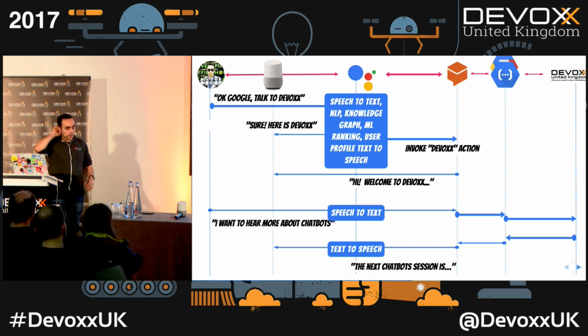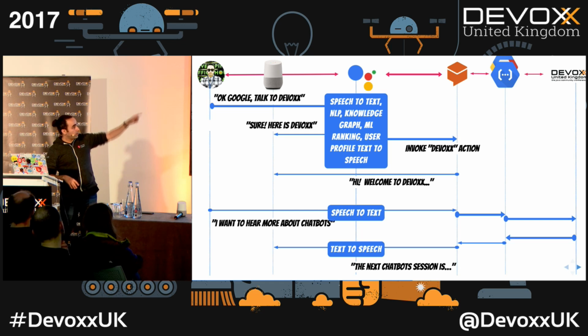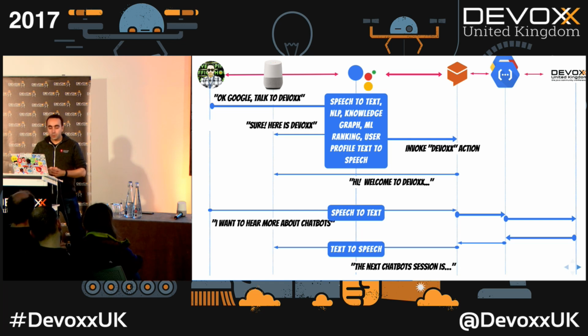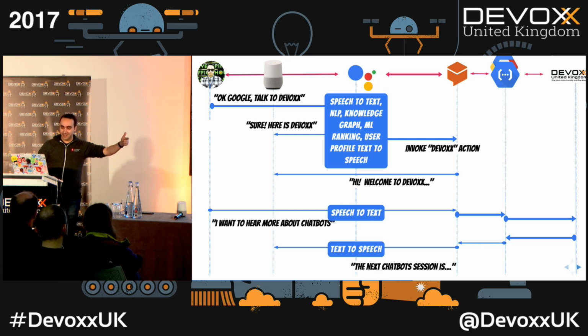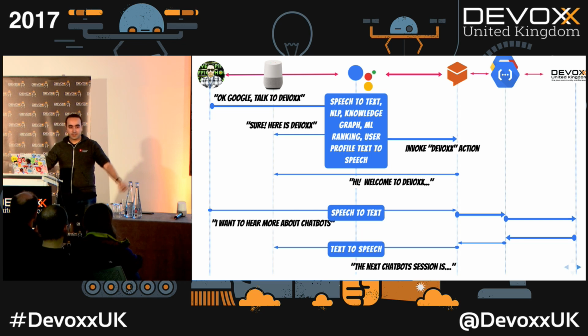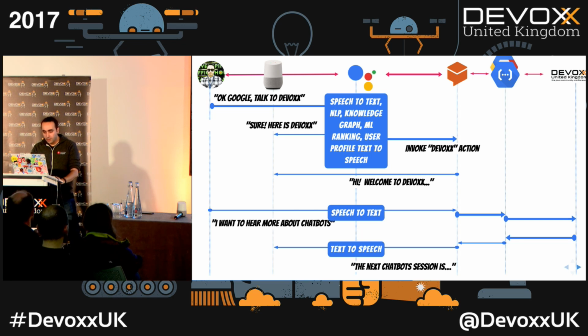Because I needed to get stuff from the Devoxx API, I ran this through my Cloud Function code, which requests the Devoxx API and gives me back the response, which is then passed to an API.AI webhook, which gives it back directly to the device. Easy, no?